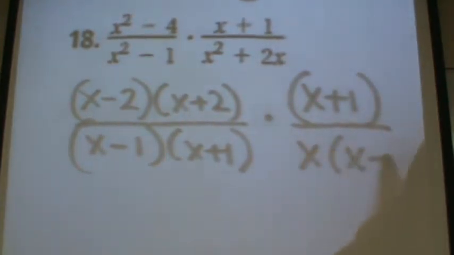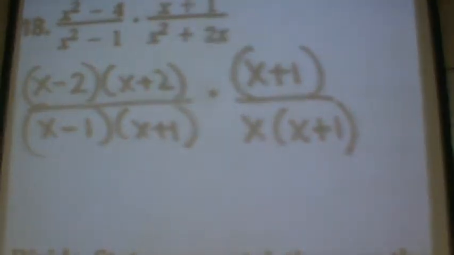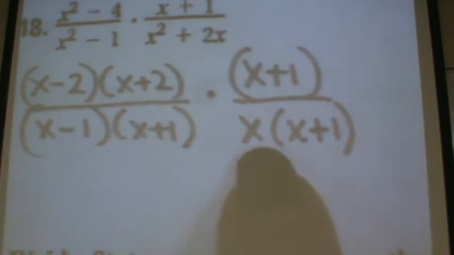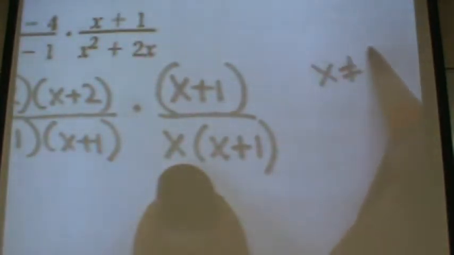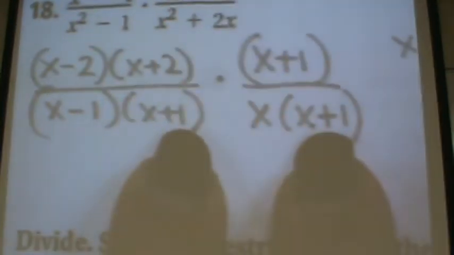And x. Okay, I have 3 restrictions on the bottom. One of them repeated. What are the 3 restrictions? X plus or minus 1. Plus or minus 1 and 0. This little x here. So x can't be plus or minus 1 or 0. You don't have to write negative 1 twice, just write it once.